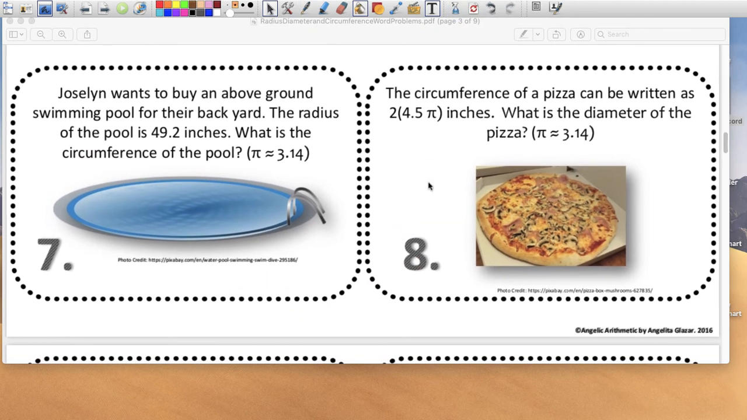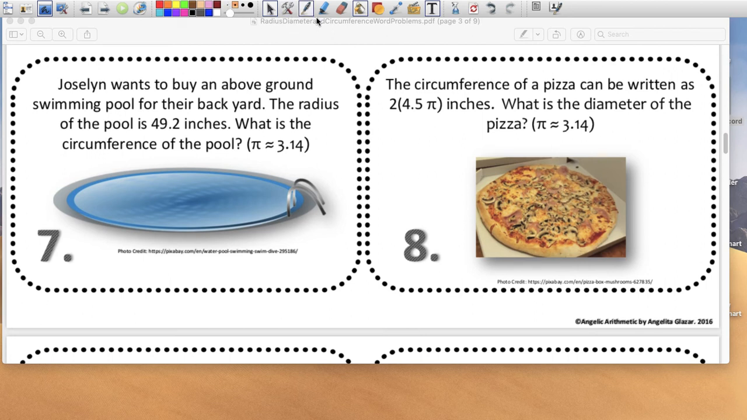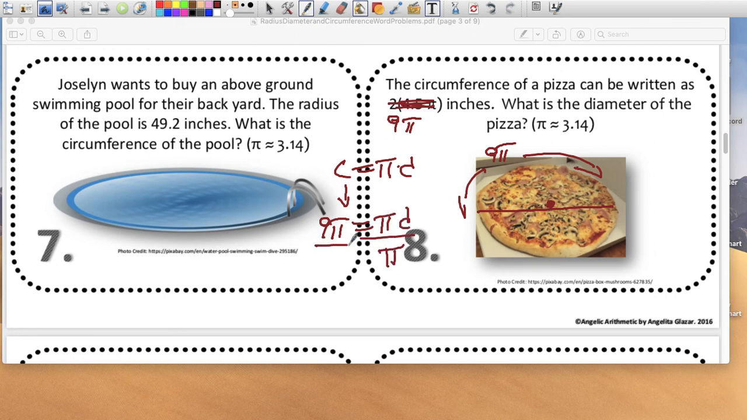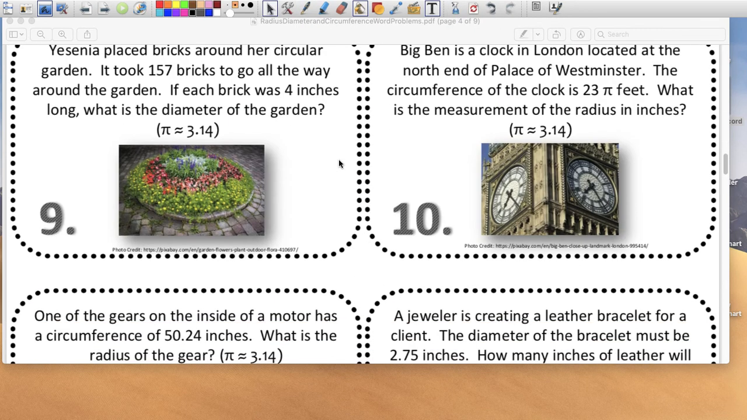Number 8. The circumference of a pizza, okay, I don't know why they wrote it like that. This should just read 9 pi. What is the diameter of the pizza? To go around this pizza would be 9 pi inches, right? So what is the diameter? What is this from here to here? C equals pi d. The circumference is 9 pi equals pi d. Divide by pi, and the diameter is pretty easy. It's just 9 inches.